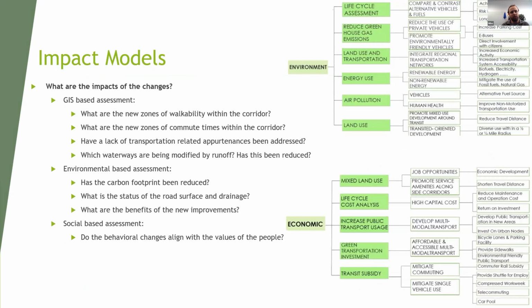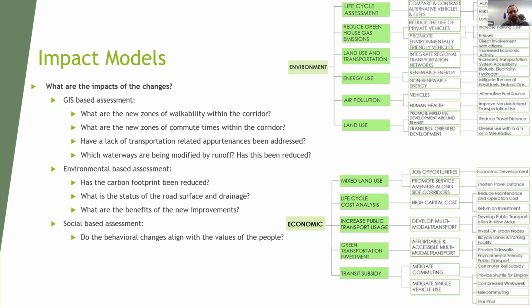Impact models. So once I make those changes, I want to assess those changes that I made. So what are those new zones of walkability? What are those new zones of commute times? Have I addressed the lack of transportation related pertinences? Have I reduced the amount of runoff that's occurring? Have I reduced the amount of carbon footprint there is?